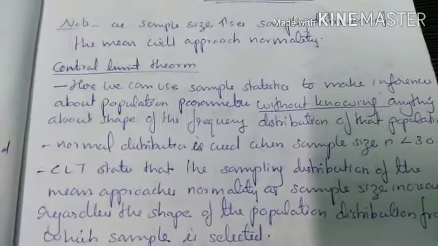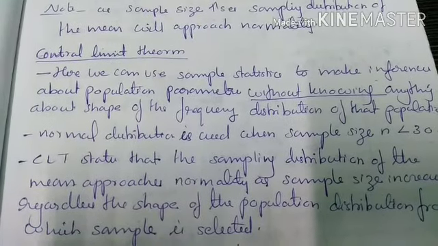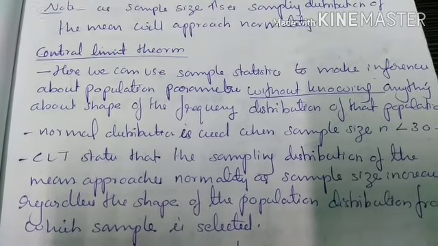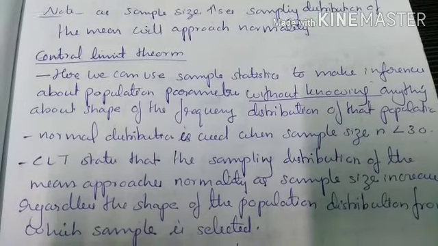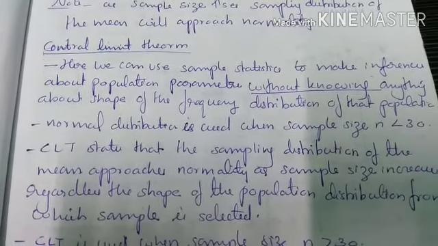Next is the central limit theorem. Here we can use sample statistics to make inference about a population parameter without knowing anything about the shape of the frequency distribution of that population. That is the importance of the central limit theorem.